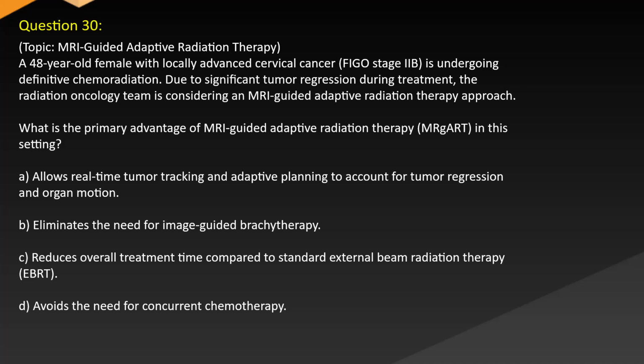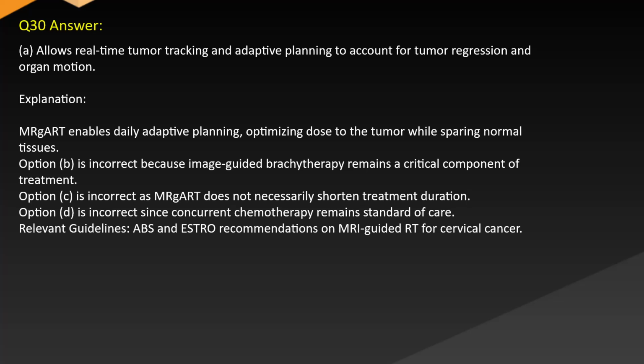A. Allows real-time tumor tracking and adaptive planning to account for tumor regression and organ motion. B. Eliminates the need for image-guided brachytherapy. C. Reduces overall treatment time compared to standard external beam radiation therapy. D. Avoids the need for concurrent chemotherapy. Answer: A. Allows real-time tumor tracking and adaptive planning to account for tumor regression and organ motion.